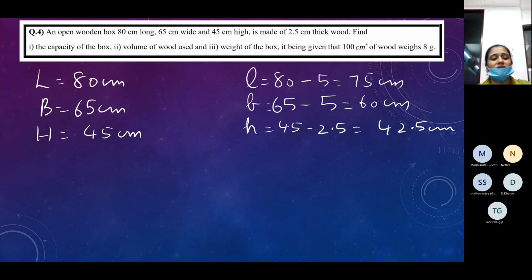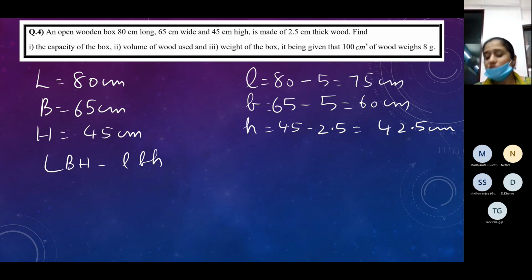Just imagine that the whole thing is a cake, and you eat off that cuboid which is inside, whatever is open, that portion you eat. So what is remaining is the wood. So it is the external dimensions minus the internal dimensions. Capital LBH minus small LBH will be the volume of the wood.